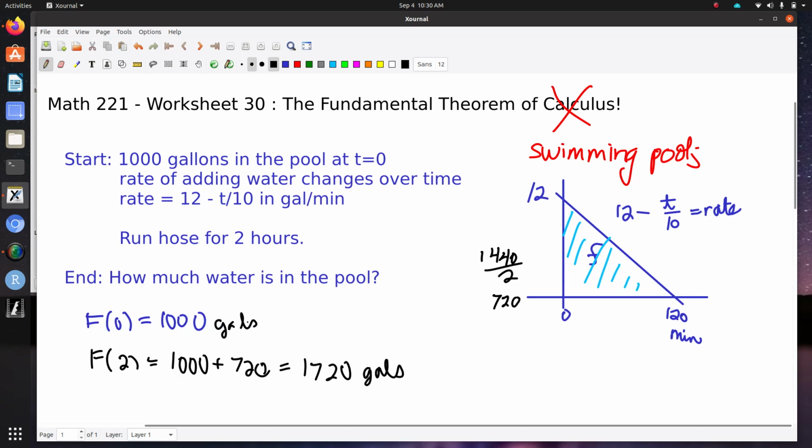Okay, so this is the relationship, but looking at this change function and the change that's being accumulated, you're going to figure out from this change function what our capital F function is, which is the accumulation of all those changes.